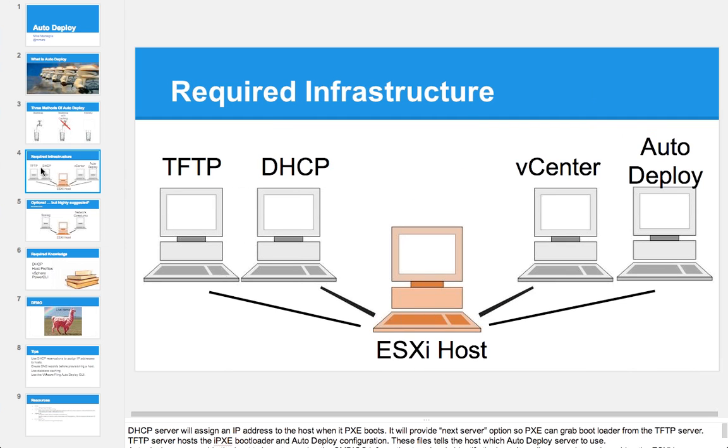So here's what's required. You have your ESXi host. You have a vCenter server. You have an auto deploy component that can rely on a separate server, as pictured here on the diagram, or you can co-install. With the vCenter server appliance, you can enable the auto deploy feature on there as well. You need to have some sort of TFTP server, and you need to have a DHCP server.